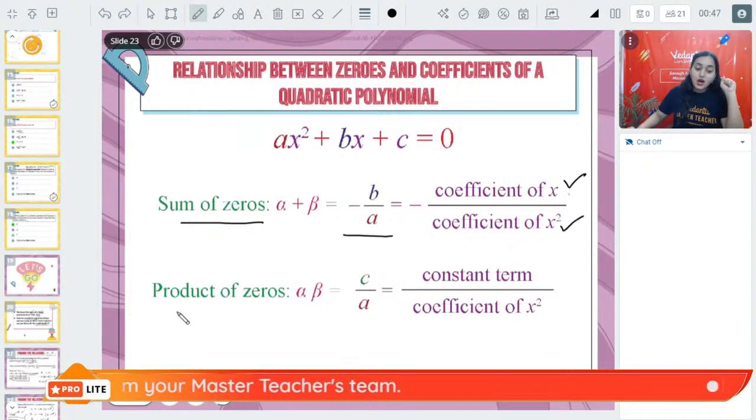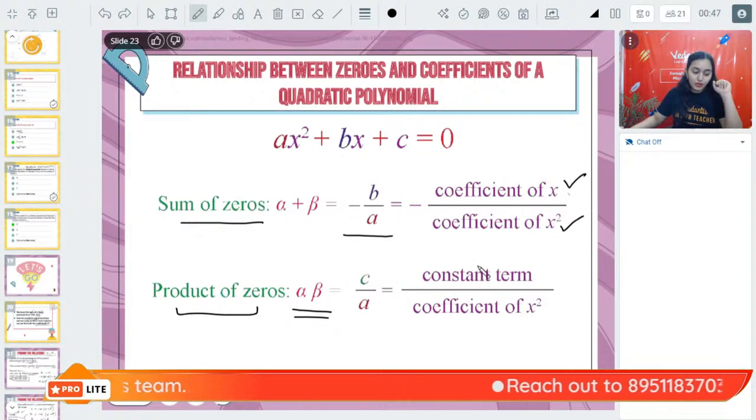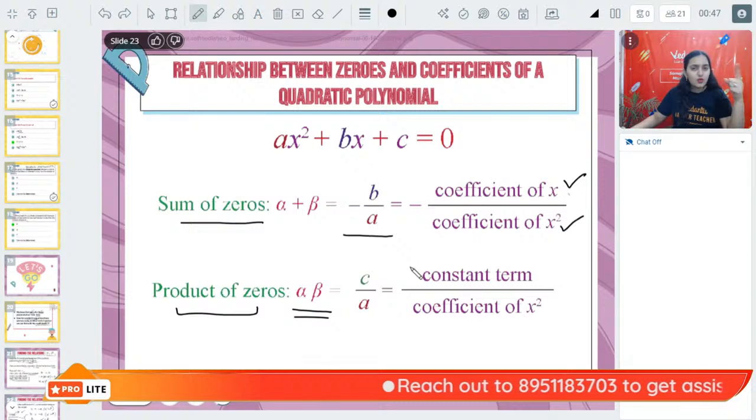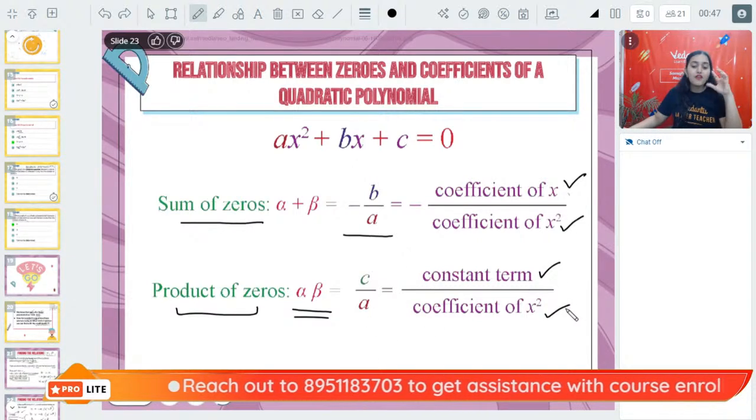Okay. Next, product of zeros is alpha into beta. What is alpha into beta? C upon a. What is c? The constant term. What is a? The coefficient of x square.